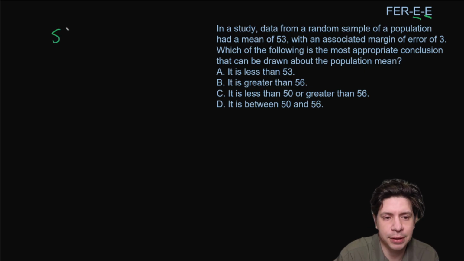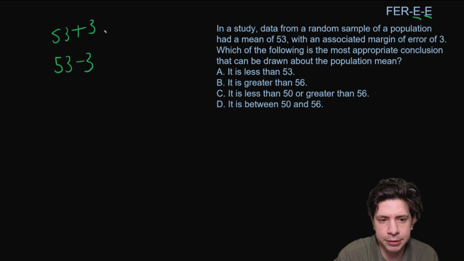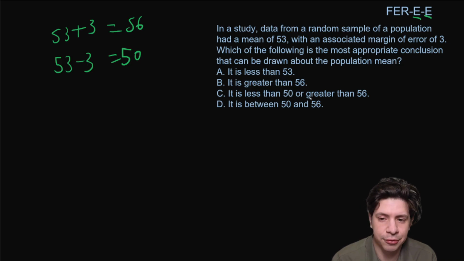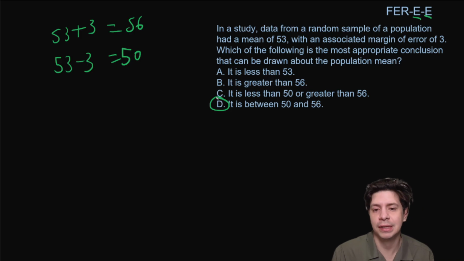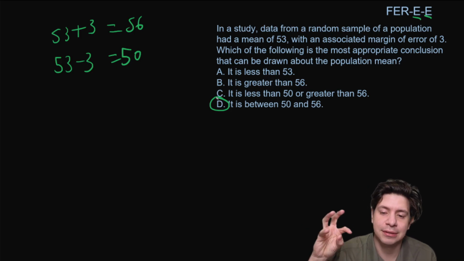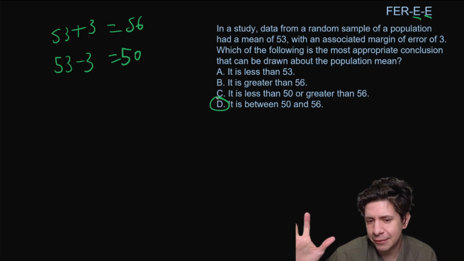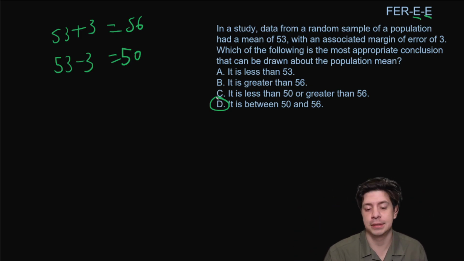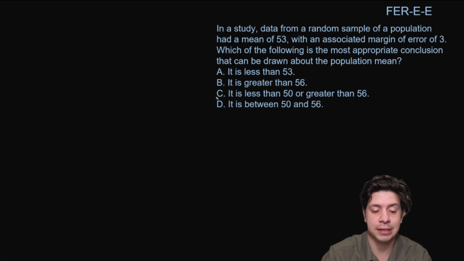So it'd be 53 plus 3 and 53 minus 3. That would give us 56 and 50. So again, it's not going to be less than 53 or greater than 56. It's not going to be less than 50 or greater than 56. It is between 50 and 56. So that's the most appropriate conclusion. And it's not necessarily that that's true, but that's our best guess, right? It could be 57, it could be 49, it could be something else, but there's a high likelihood that it falls between 50 and 56. That's what margin of error is telling us.